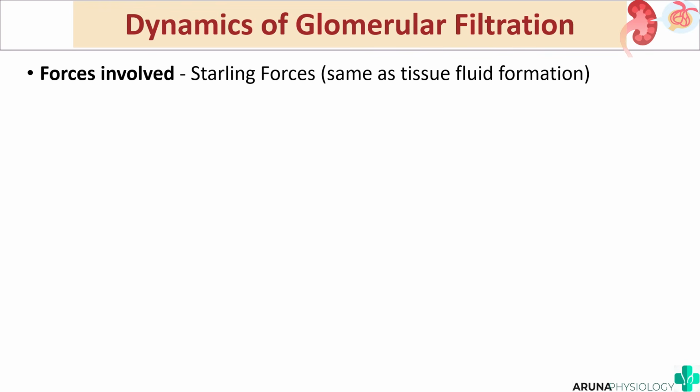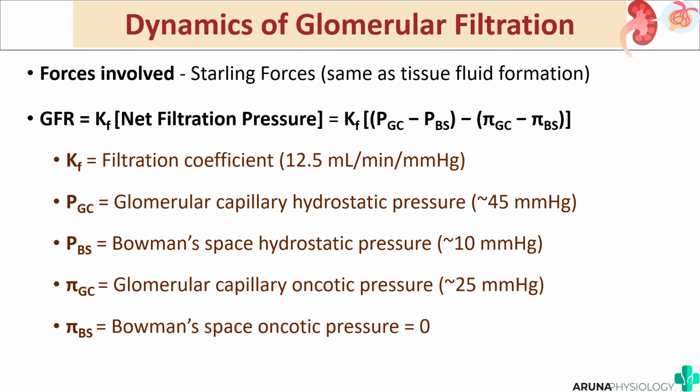Based on these forces, we can get a formula for calculating the GFR, which is Kf into net filtration pressure, where net filtration pressure, as we discussed in the previous slide, is the difference between the hydrostatic and the oncotic pressures. Here Kf is the filtration coefficient. The glomerular capillary has a filtration membrane, and based on the properties of this filtration membrane, we've got a filtration coefficient. So filtration coefficient into net filtration pressure is the GFR.